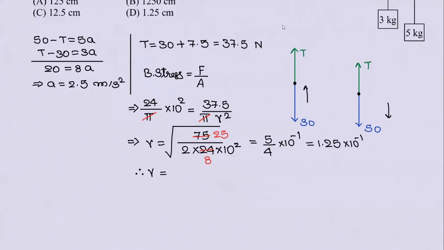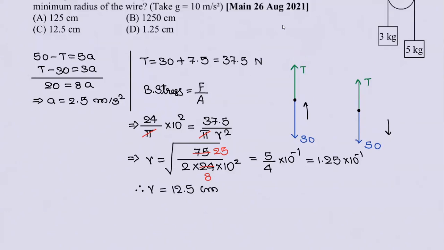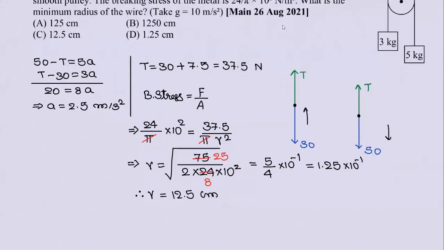Therefore, R is equal to 0.125 or 12.5 centimeters. So the answer is C. Let me check the answer. Perfect. 17, C. Right.